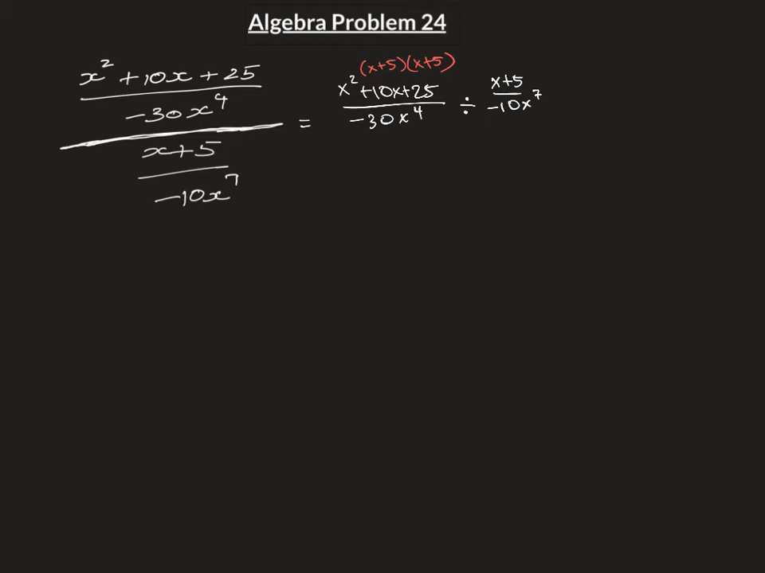We can make it into anything. So we can do minus 10 times 3 times x to the power of 4. There's lots of combinations, but for now we can just leave it as negative 30x to the power of 4. And then we'll do divided by x plus 5. That's already simplified. And then minus 10x to the power of 7. That works the same way.